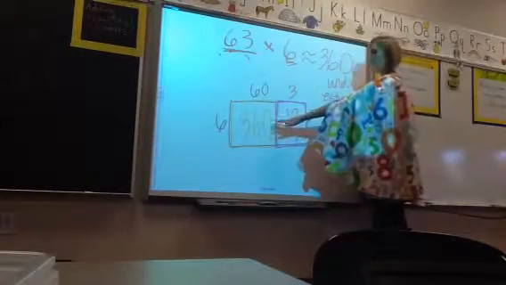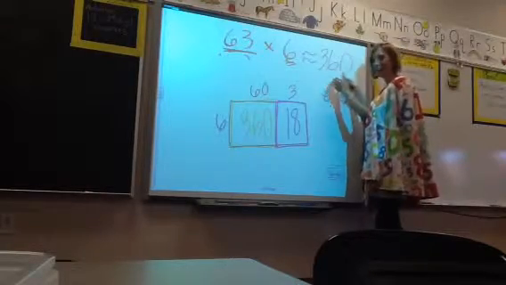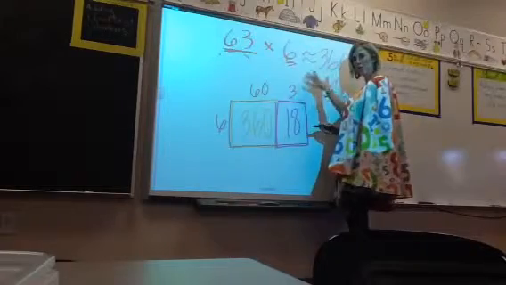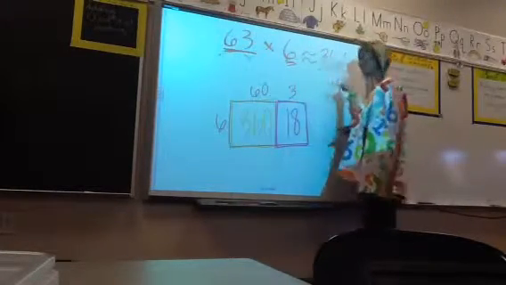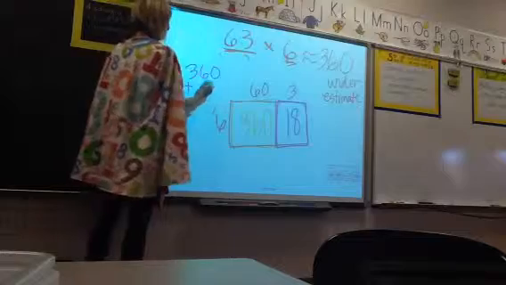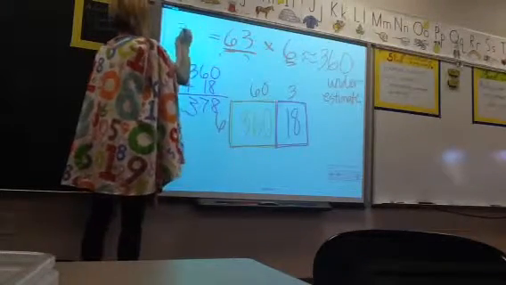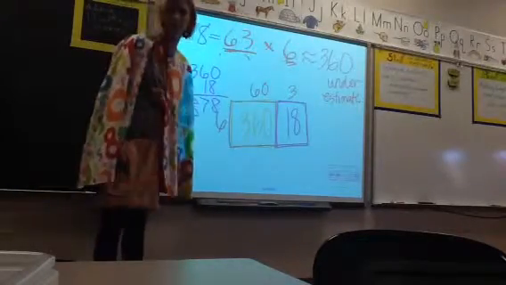I'm getting excited because I see that my underestimate and my actual product are close to each other. This one's just a little bit more, which we knew it was going to be, because this was supposed to be under the actual amount a little bit. So 360 plus 18, lining up those place values. And there I have it, my equal sign. And it's equal to exactly 378.